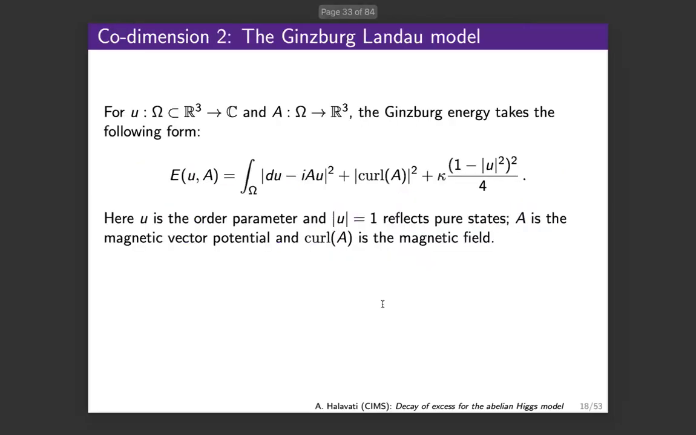So the model takes the following form. The form looks a bit complicated, but I'm going to try to motivate each of the terms. Okay. So first, you have your order parameter, which takes values in C now, right?